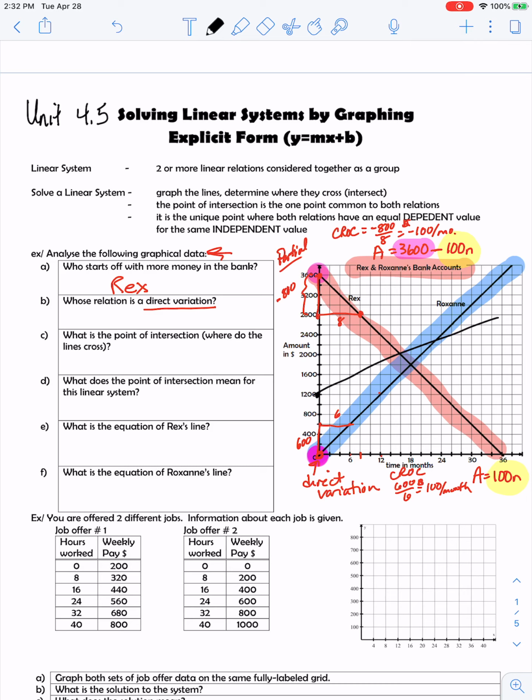Okay, so I'm going to erase some of this stuff here. So whose relation is direct variation? Well, in this case, Roxanne's relation is direct variation.